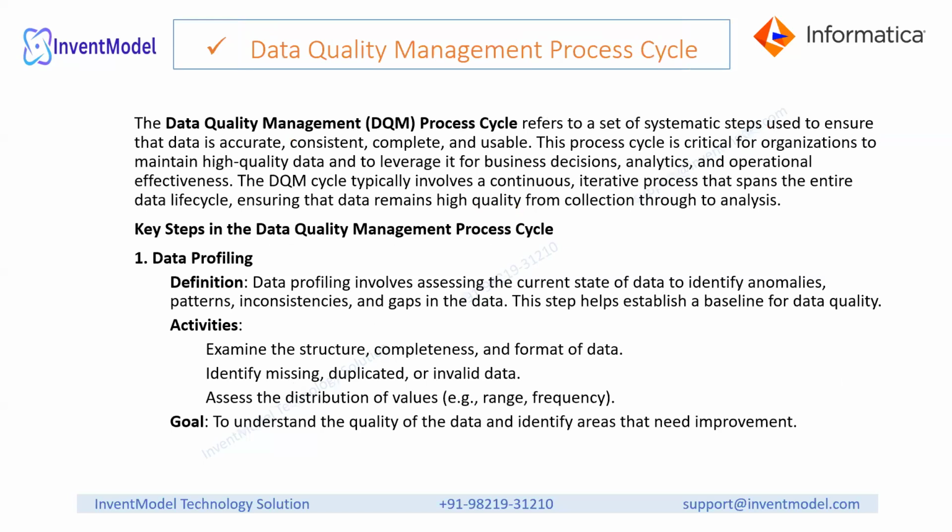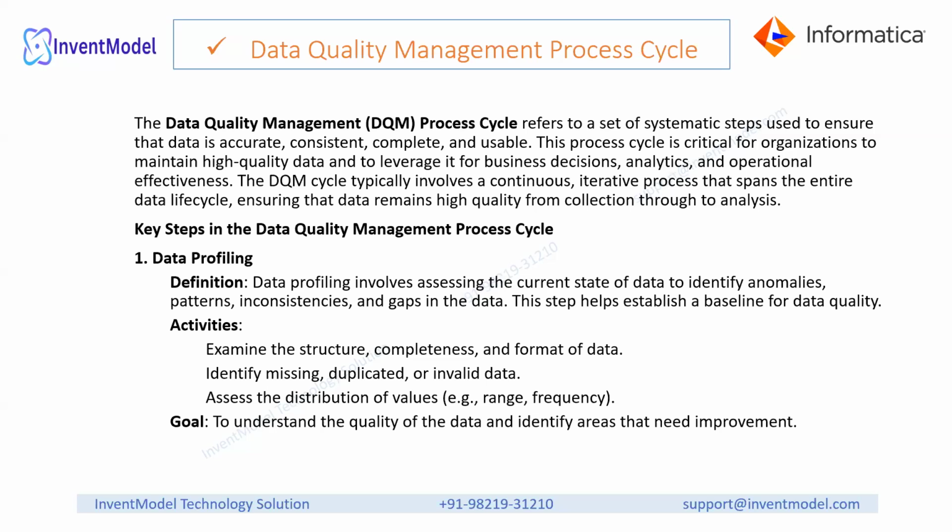Now, the next agenda we are going to see is the data quality management process lifecycle. What is data quality management? In short, we call it DQM also, the DQM process lifecycle. This is very important in data quality projects. So the DQM process cycle refers to a set of systematic steps used to ensure that data is accurate, consistent, complete, and usable.